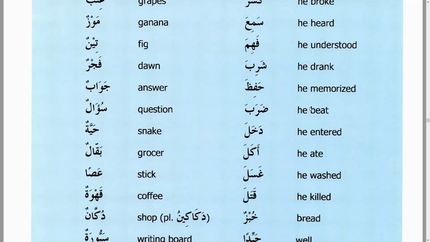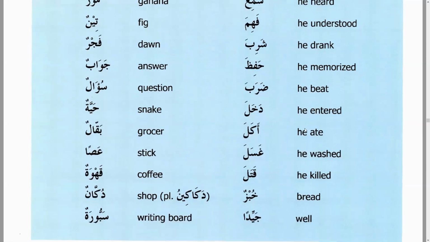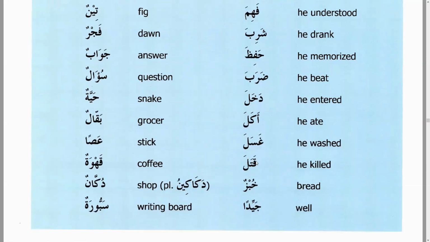All these verbs: daraba, he hit or beat. Dakhala, he entered. Akala, he ate. Ghasala, he washed. And qatala, he killed. Khubzun is bread. And jayyidan is well. He understood it well.